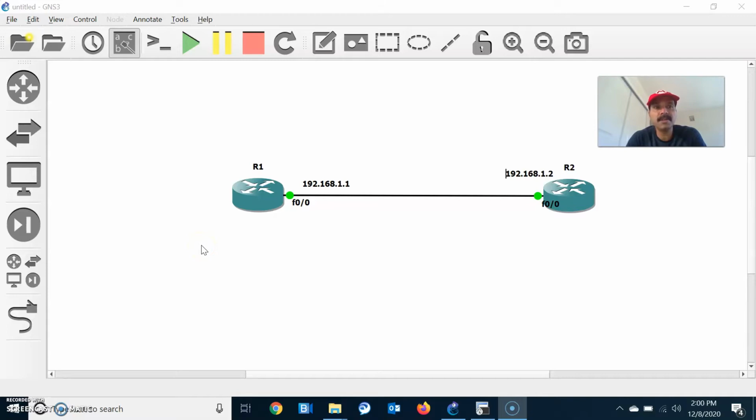And today let us discuss EIGRP troubleshooting. For some reason R1 is not able to establish the EIGRP neighbor relationship with R2. So let us go and fix the issues, right?